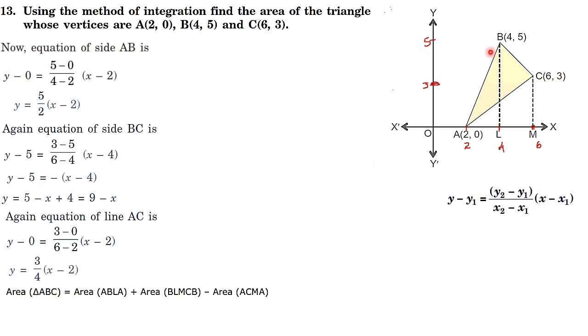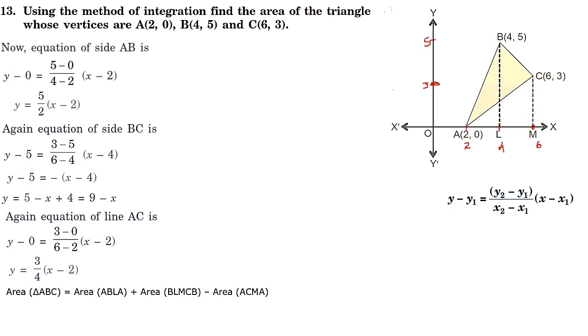Then the area of triangle ABC is what we have to calculate. That is equal to the area of ABLA, this portion, plus the area of BLMCB. You can see here BLMCB. Even if you look at this portion, by using dotted lines we have split it: this small triangle, and another one is a trapezium. These two we have added, but it includes this portion also. This portion is the area under this line AC, that we need to remove. That means minus the area of ACMA.